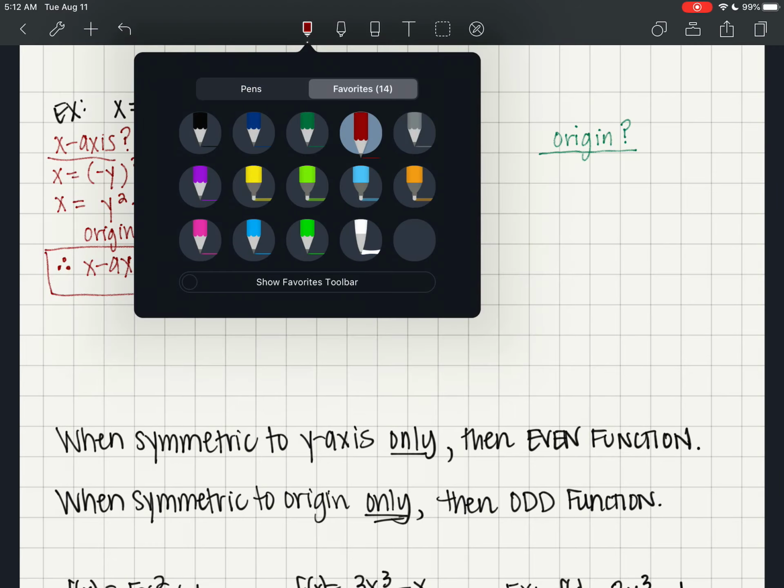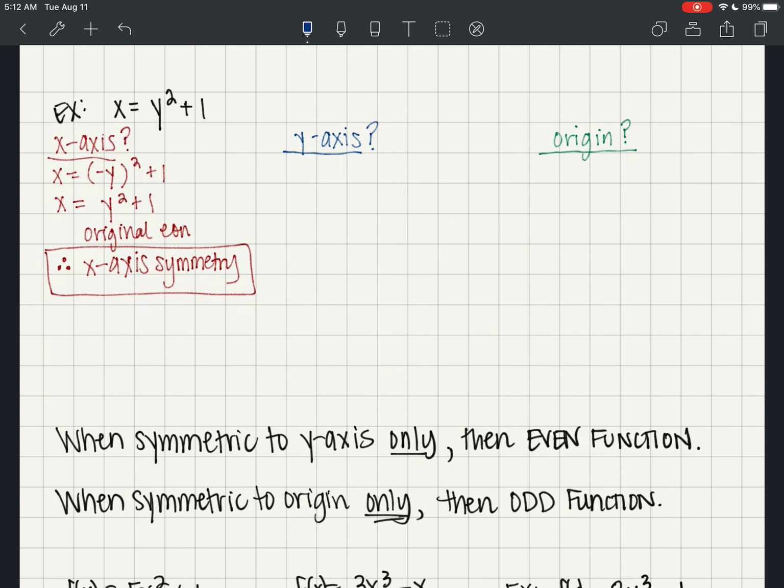Perfect. Now let's try y-axis symmetry. Remember, we're going to leave y alone, and we're going to put a negative in for x. So negative x equals y squared plus 1. Okay. In order to make this look like the original equation, I'm going to have to multiply everything by a negative. So that's going to give me positive x. And then when I multiply this term by a negative, I get negative y squared. And then positive 1 becomes a negative 1.